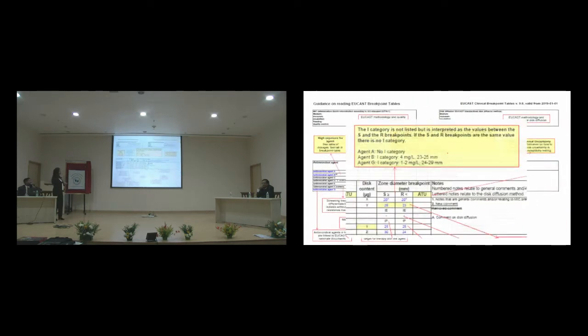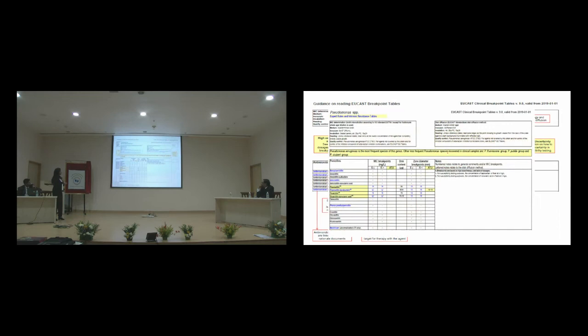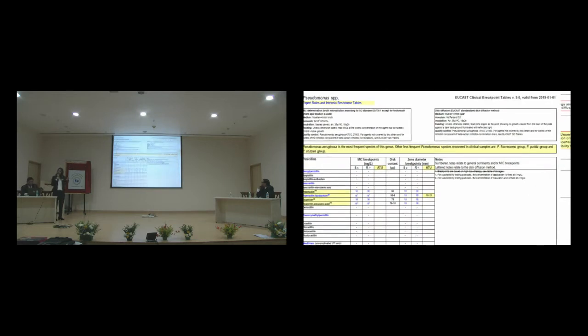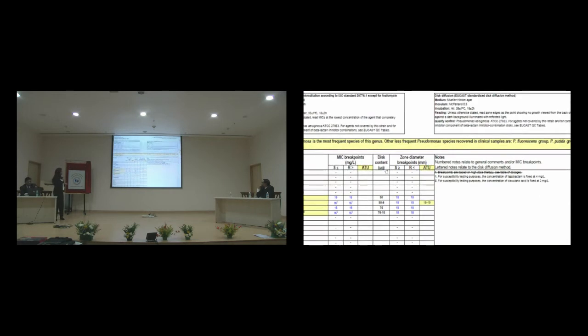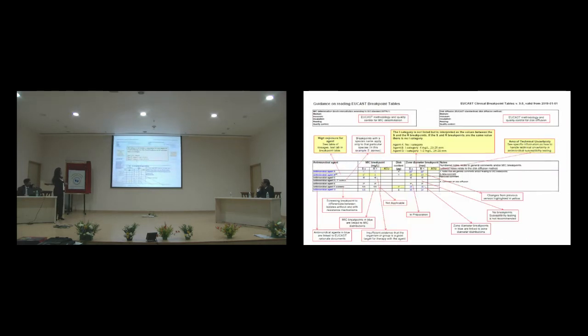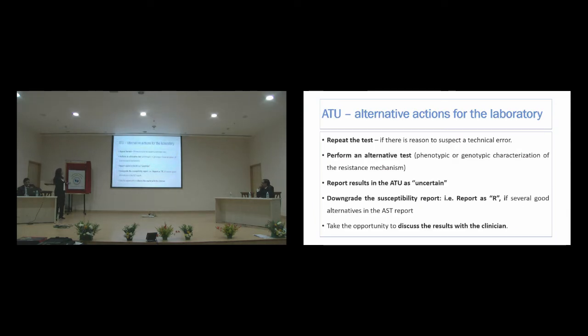So there are few drugs for which ATU is mentioned. Can you see here, this is for Pseudomonas aeruginosa, for piperacillin-tazobactam, ATU is mentioned. There is a small range, like one or two, this is the breakpoint, 18 to 19. So in such a condition, what is the troubleshooting we do? If you have this ATU in the laboratory, the following should be done. You repeat the test if there is a reason to suspect a technical error, or you perform an alternate test, any phenotypic or genotypic alternate test. The ATU result should be reported in the clinical report as uncertain.